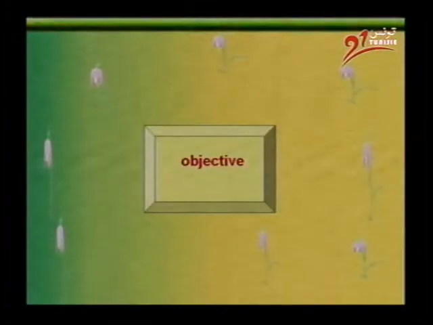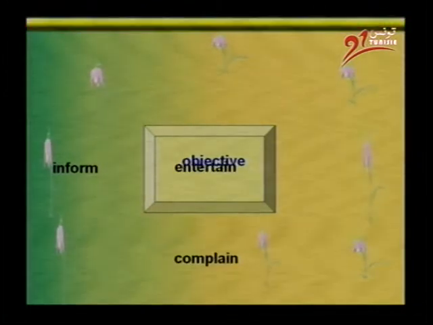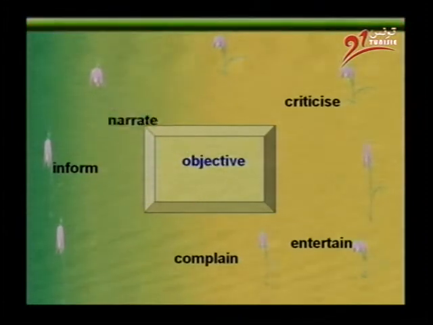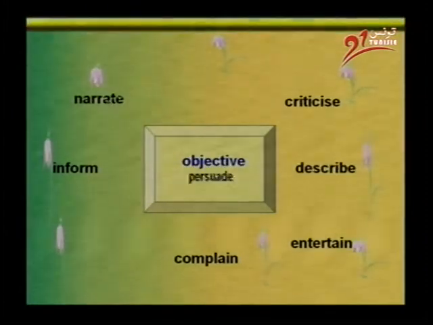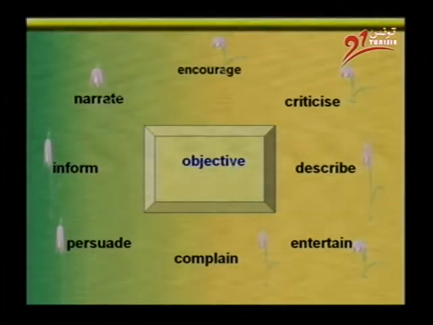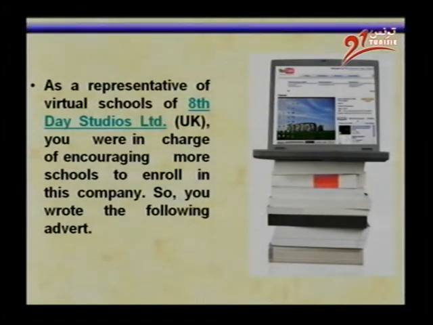Now my objective can be to inform someone. It can be to complain. My objective can be to entertain someone, to criticize, to narrate, to describe, persuade someone, encourage someone. So different objectives, and it's not easy to reach our objective. Yes, pay attention. What you have to do is be patient and also be able to understand what we have to do exactly. Look at the following subject.